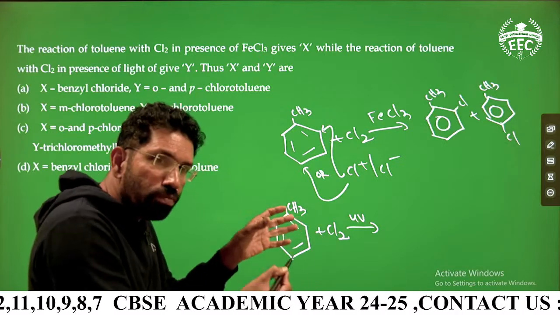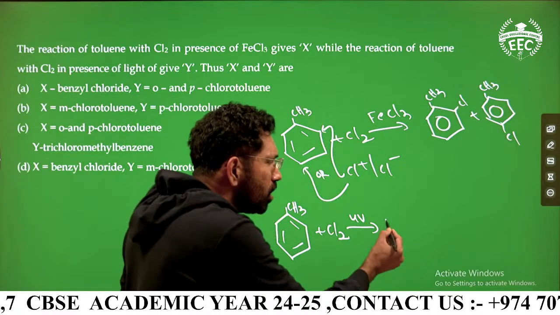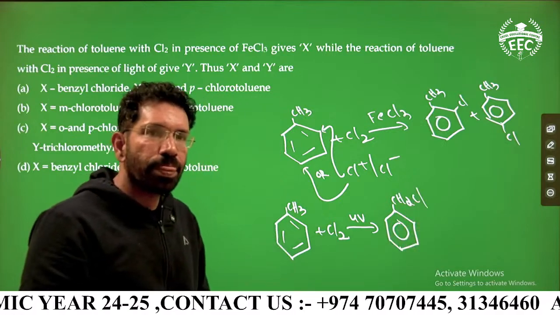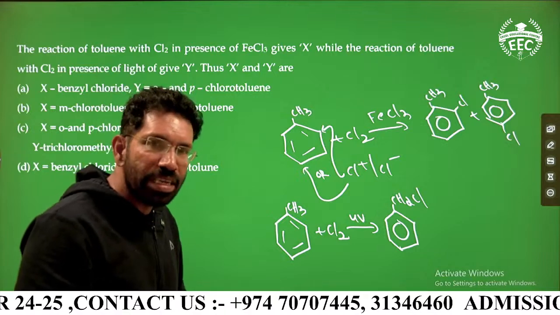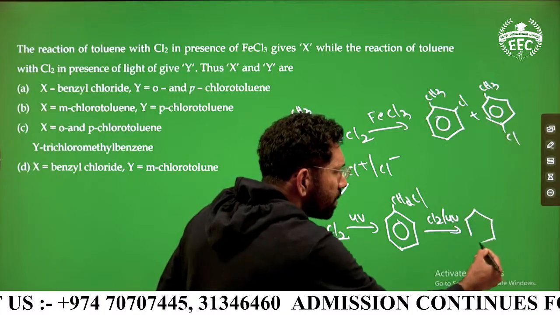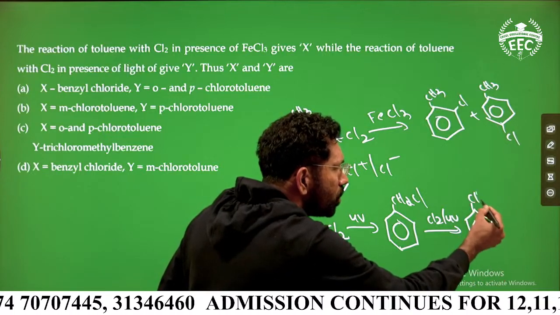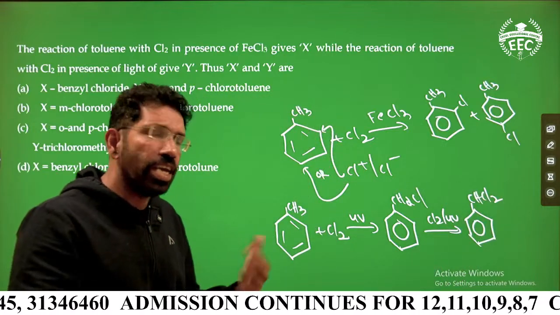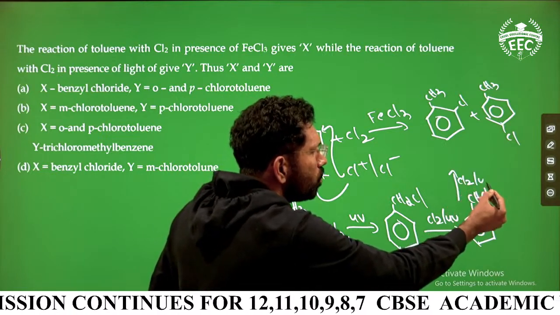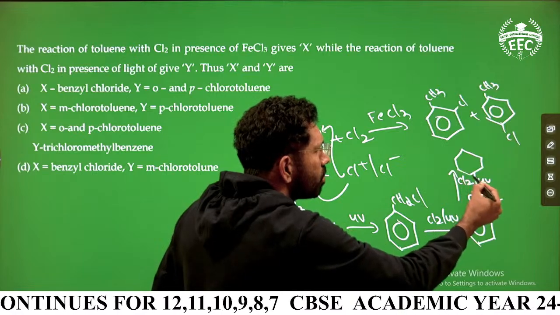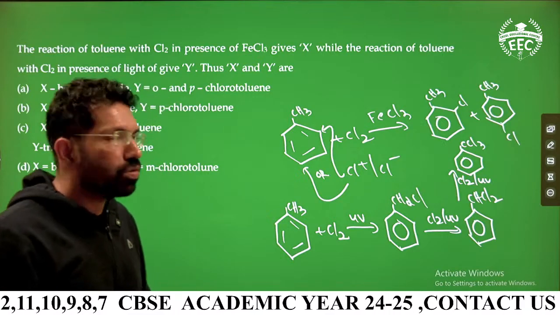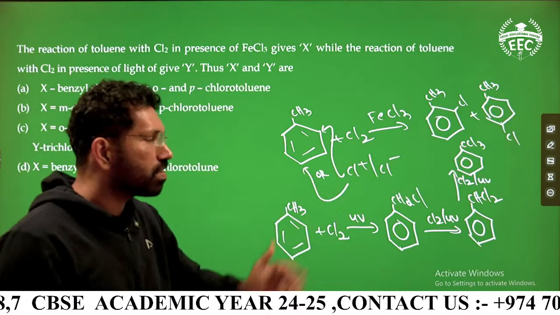If one molecule of chlorine is reacting, initially you will get monochloro, like that CH2Cl. This is 1-chloromethylbenzene. And again, if it is reacting, a second hydrogen also will be replaced by chlorine. You will get CHCl2. And again, if it is reacting with the chlorine in UV, all three hydrogen atoms are replaced by chlorine. You will get trichloromethylbenzene. So this is the answer if you are reacting with chlorine in presence of UV.